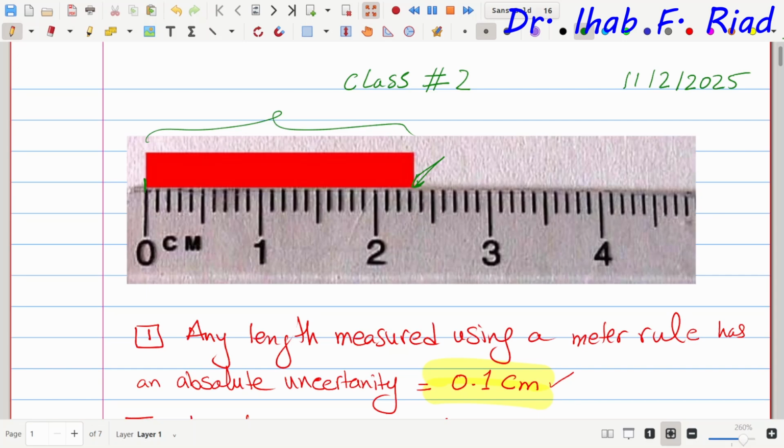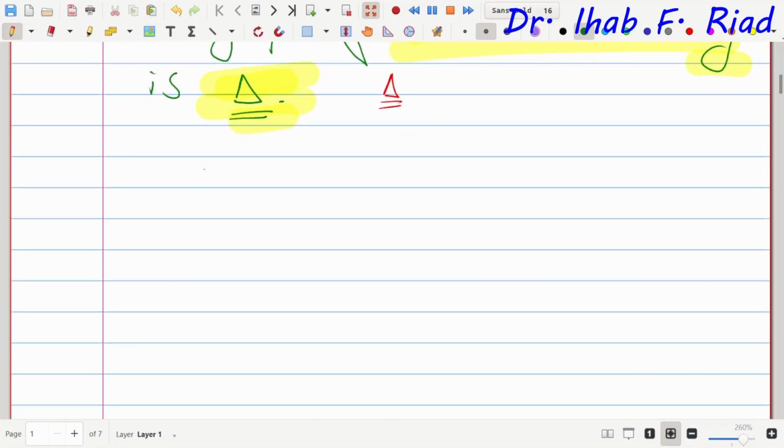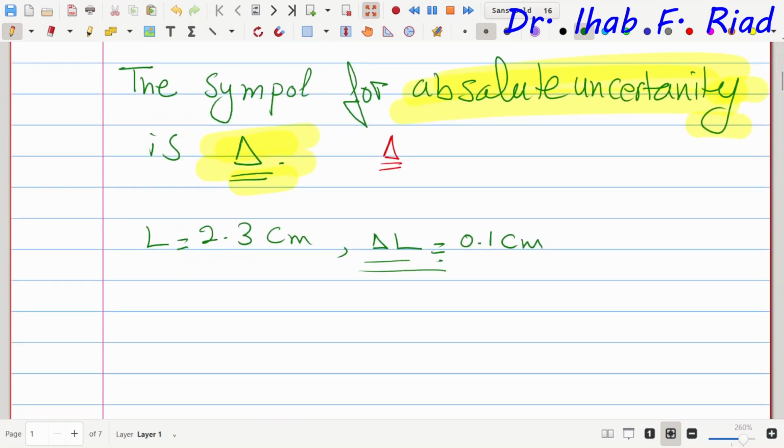So let us start counting. So this is 2, this is 2.1, 2.2, 2.3, and this is 2.4. So the reading is closer to 2.3 centimeter. So it is 2.3 centimeter, the length. Okay, what about the absolute uncertainty, delta L? Since it is a meter ruler, it is going to be 0.1 centimeter. Okay, this is how we report the absolute uncertainty.